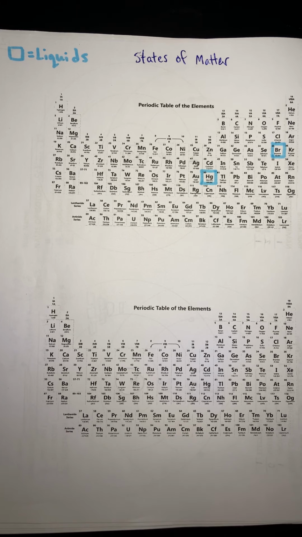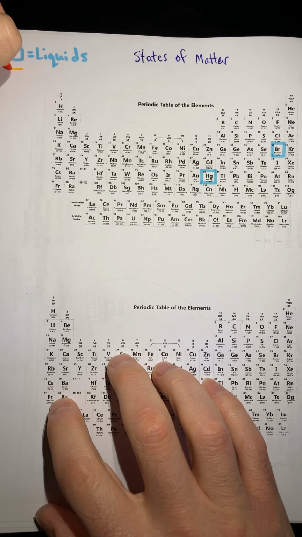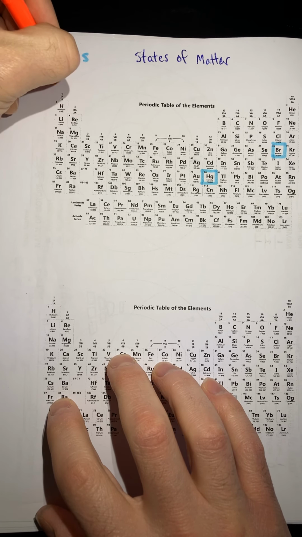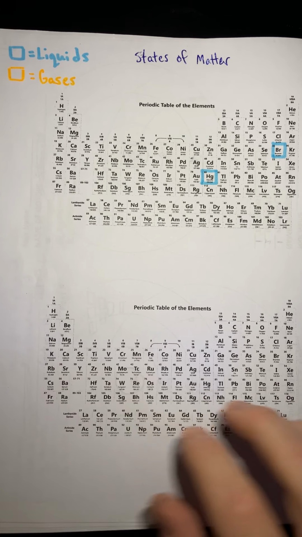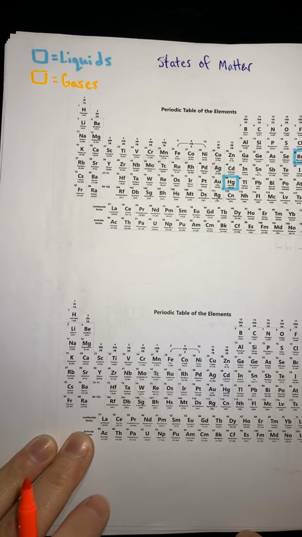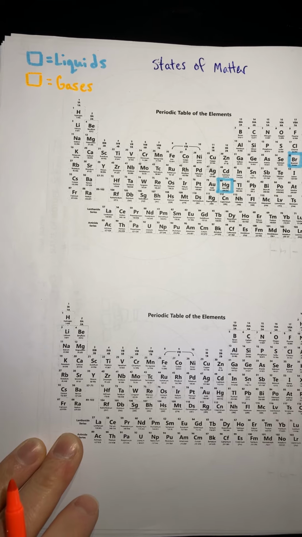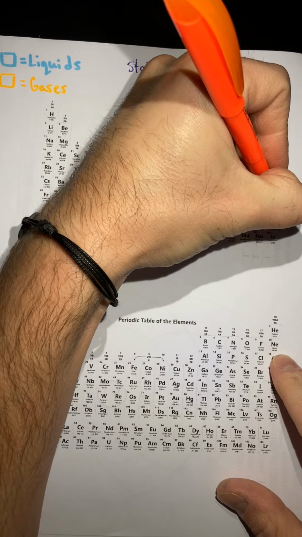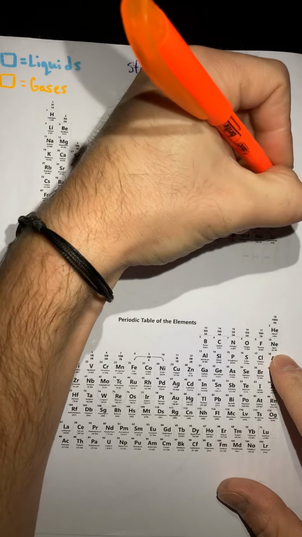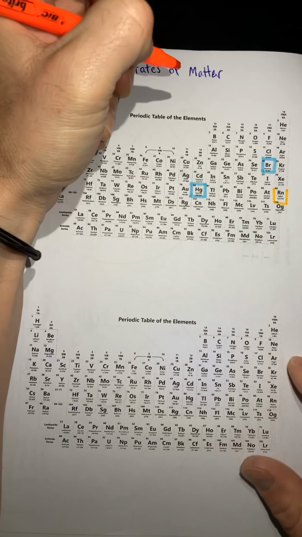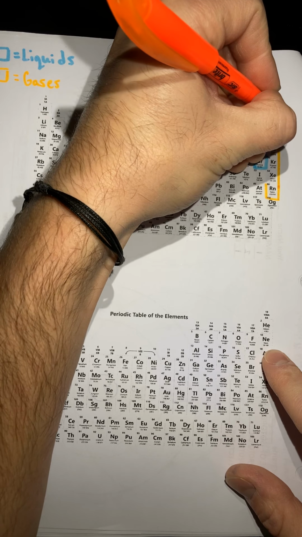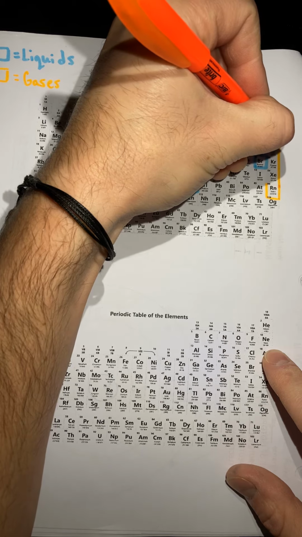The next state that I'm going to do is going to be gases. Now, on the periodic table, I'm going to start with radon right here. All right, over here in the corner. And I'm going to go up all the way to helium.